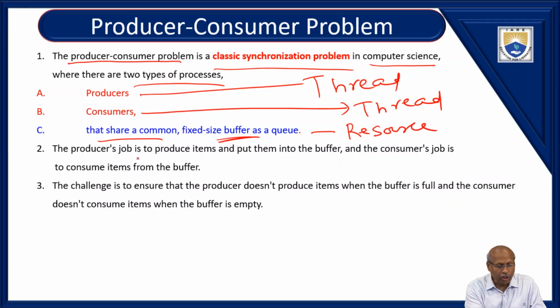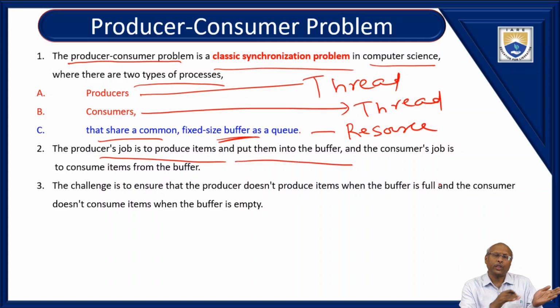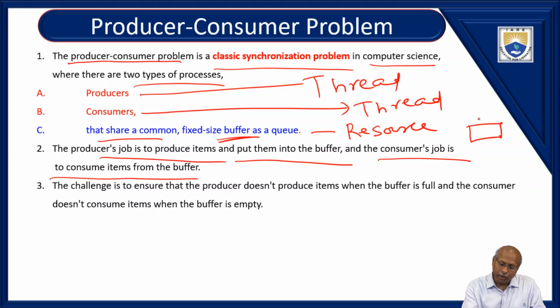The producer's job is to produce the item and put it into the buffer. So in the buffer area, the producer has to put. And the consumer's job is to consume the item from the buffer. So whenever the producer produces an item, it has to put it in the buffer. This is my buffer. This buffer, which is filled with some items, has to be consumed by the consumer.